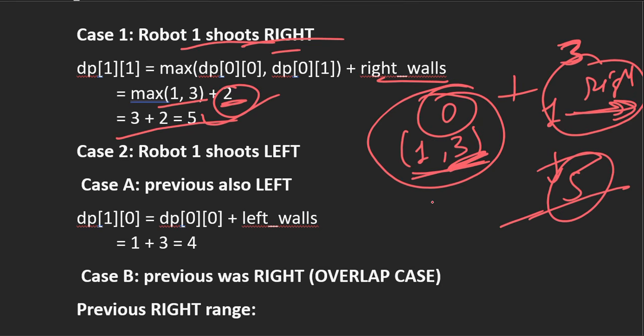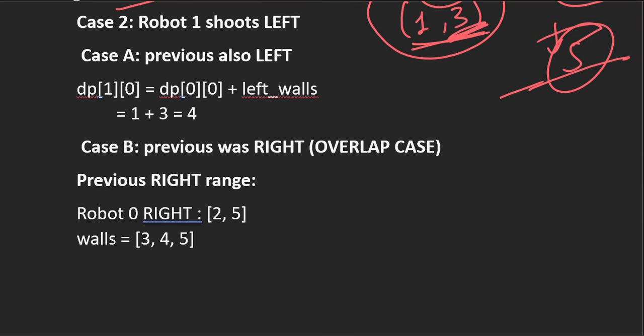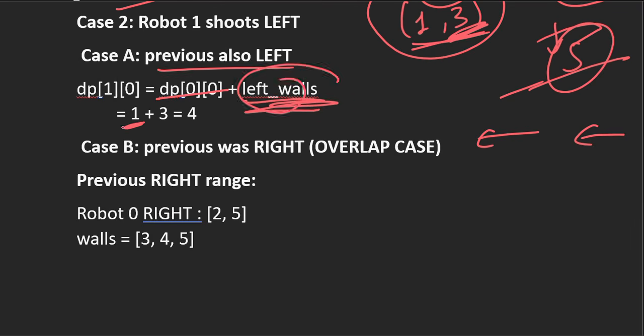Then if this robot shoots in the left direction, we know there are two cases. The previous also shoots in the left direction and the current also shoots in the left direction. So if the previous shoots in the left direction, it has destroyed 1 volt, and our current left volts are 3, so total is 4.